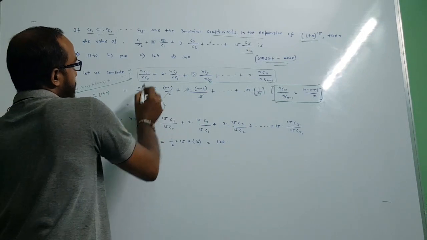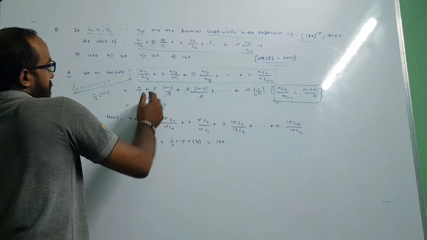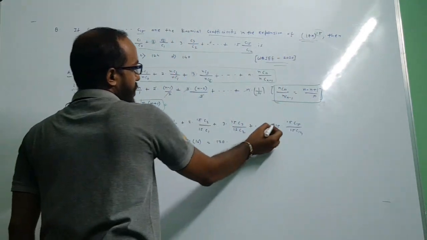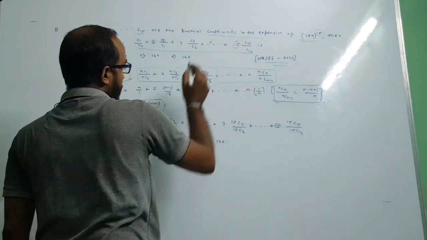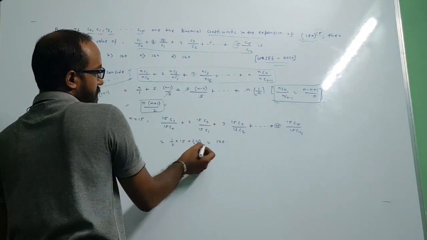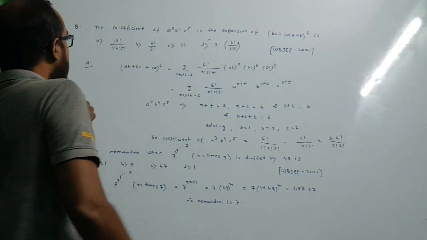So from this we can say that if you compare this series with this series, here we have only up to 15, right? Up to the 15th term, it is given. So our answer would be 1 by 2 into 15 into 15 plus 1, that is 16, that is 120. So let us see another problem.